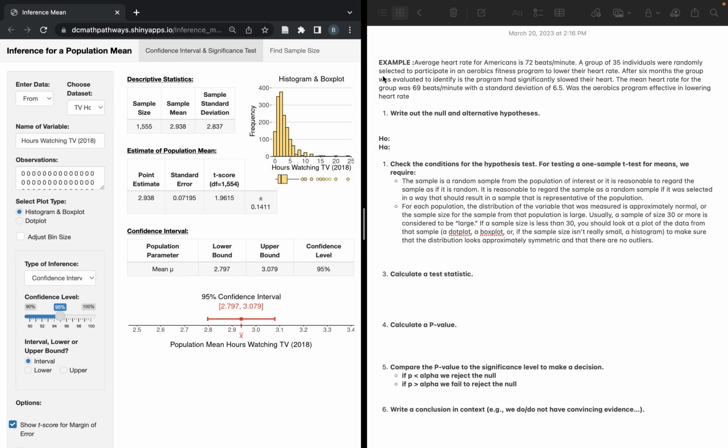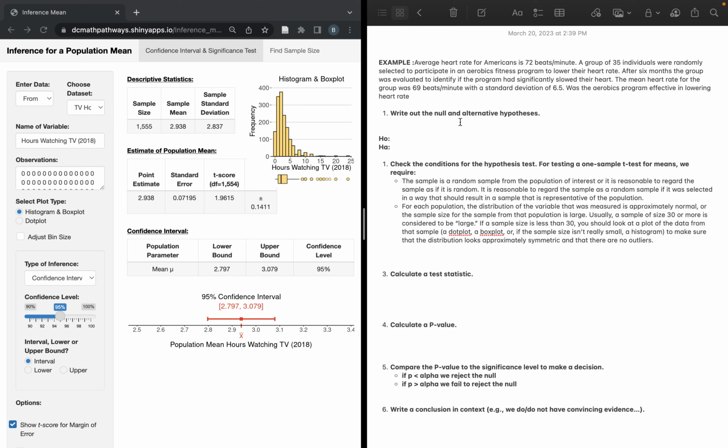After 6 months, the group was evaluated to identify if this program had significantly slowed their heart rate. The mean heart rate for the group was 69 beats per minute with a standard deviation of 6.5. Was the aerobics program effective in lowering the heart rate?